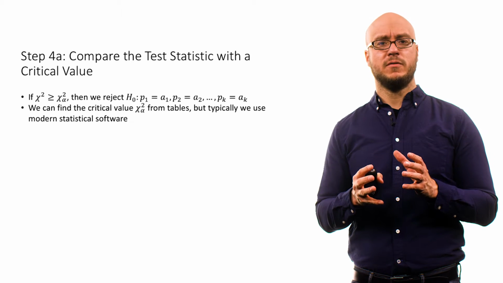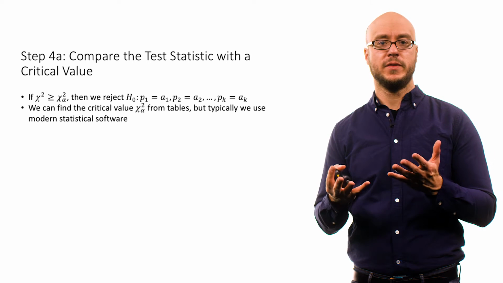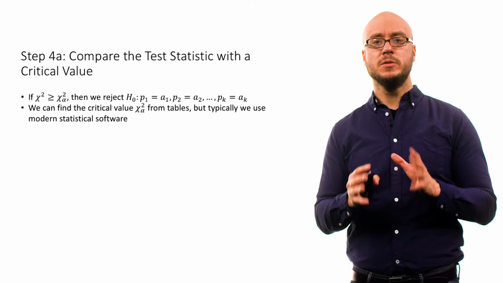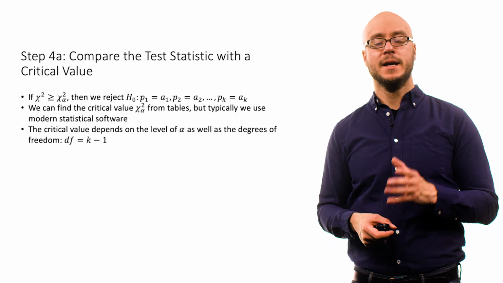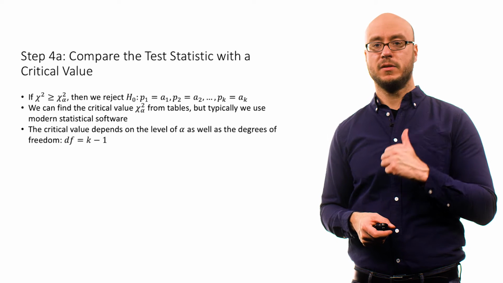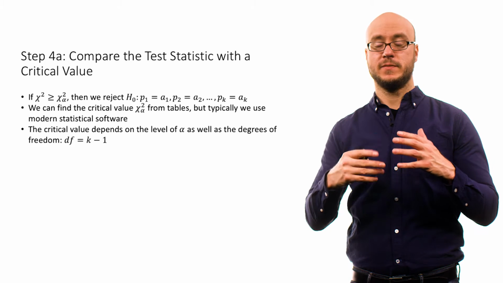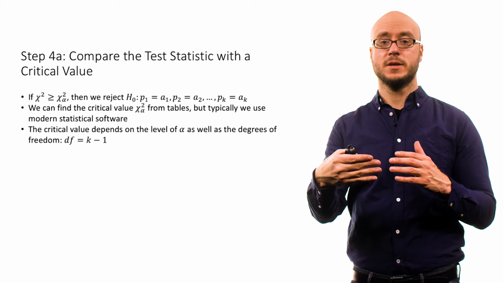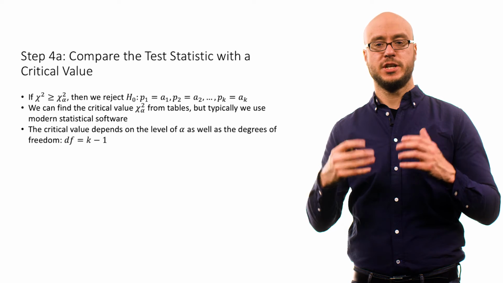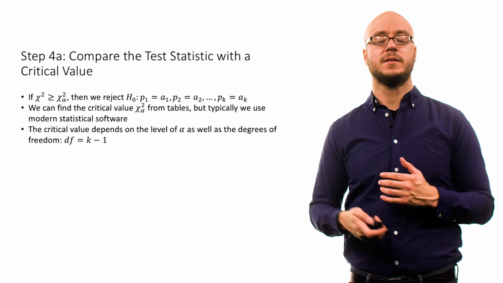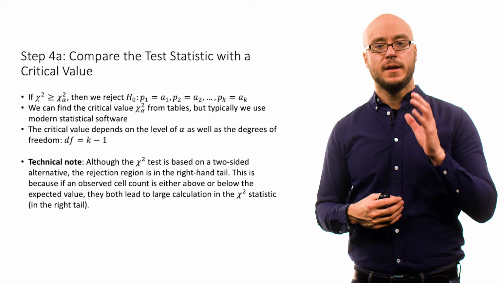How do we find this critical value, which we call chi-squared with a subscript alpha, referring to the alpha criterion level? Well, we can use tables, but typically we will use modern statistical software. Again, the critical value depends on the level of alpha as well as the degrees of freedom, which is effectively the number of categories, because the degrees of freedom is k minus 1. That governs the shape of the chi-squared distribution, and it does affect the critical value.